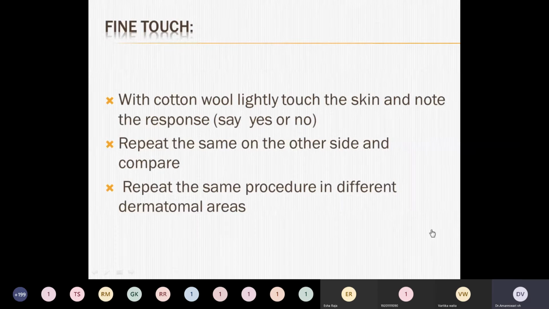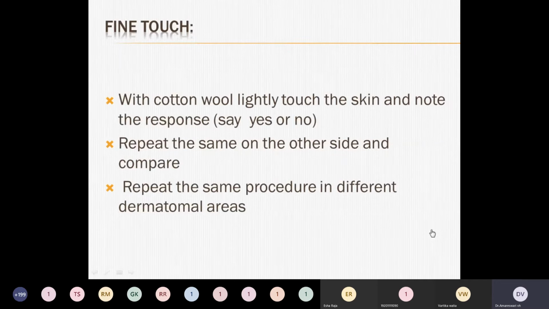Repeat the same procedure in different dermatomal areas. So take a cotton wool, lightly touch the skin and note the response. You have to start with fingertips. Start with distal areas to proximal areas. Better to start like that. Start from the fingertips, then go to the palms, then to the forearm, arm, like that.